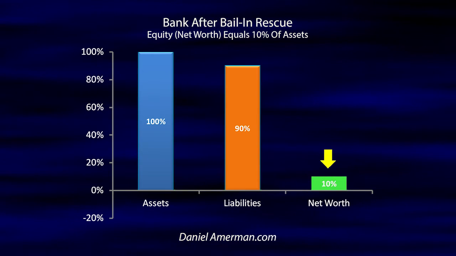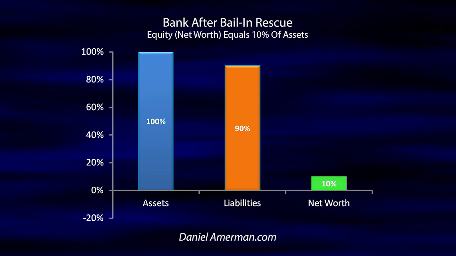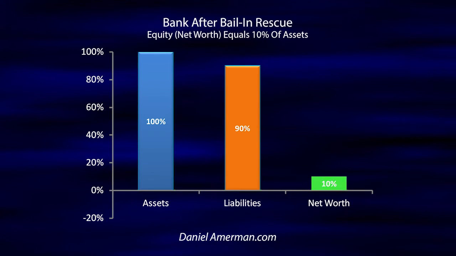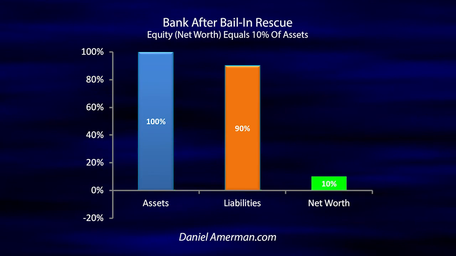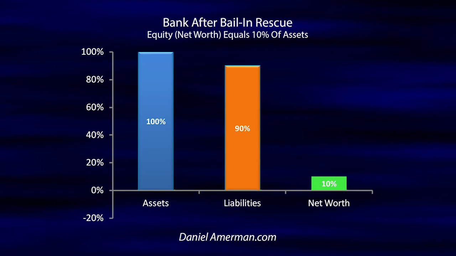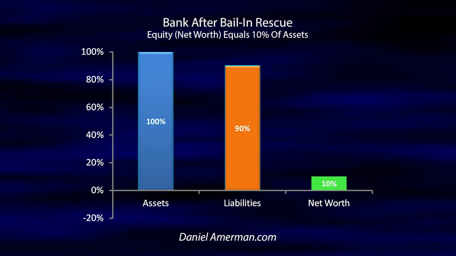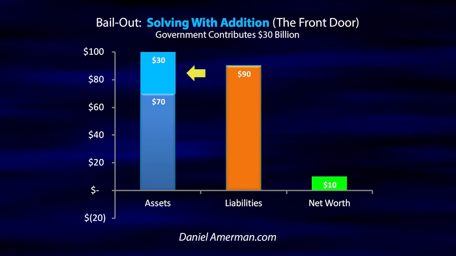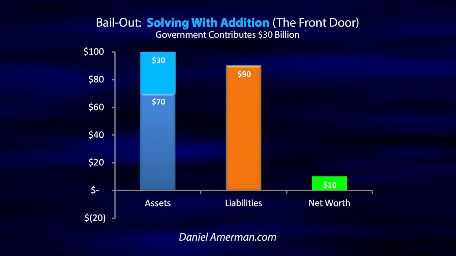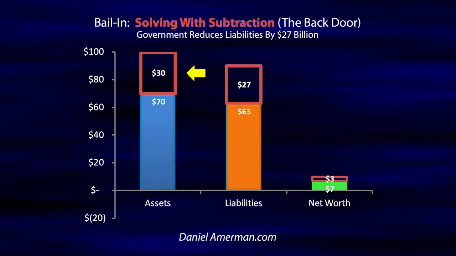The financial situation has been fixed, the institution has been rescued, but there is an enormous difference in expense when it comes to the governments. Because with a bailout, they're coming up with $30 billion. With a bail-in, they're coming in with zero.